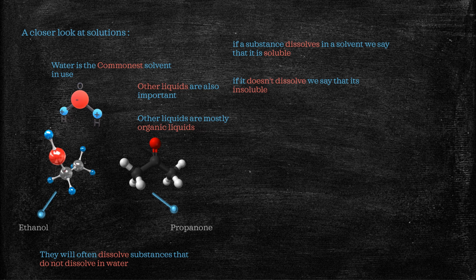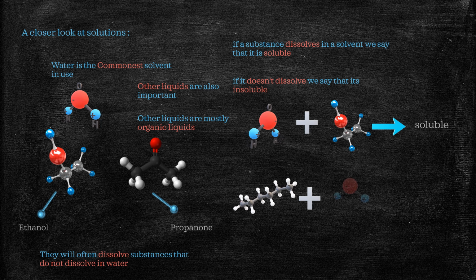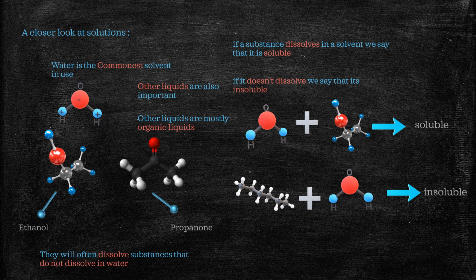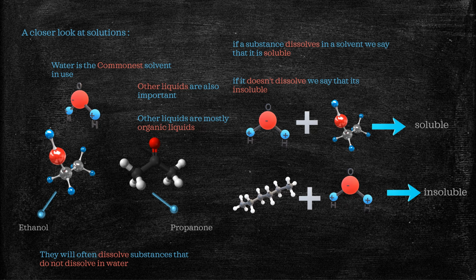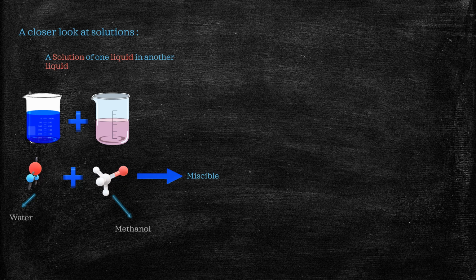For instance, ethanol dissolves in water, so that means ethanol is soluble in water. Hexane, on the other hand, doesn't dissolve in water, so this means that it's insoluble in water. Now let's talk about less obvious situations, but still quite common. It's when we have a solution of one liquid in another, like alcohol mixtures. They dissolve completely with water, like when we dissolve methanol in water. In a case like this, where the 2 liquids dissolve each other completely to make a solution, we call them miscible.